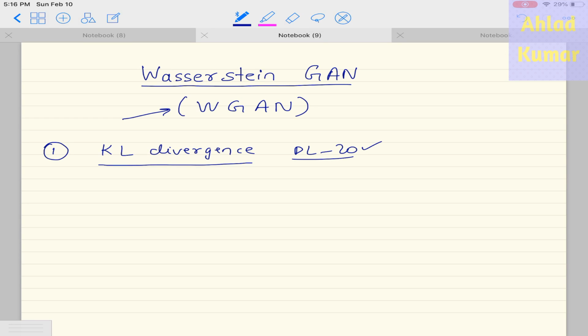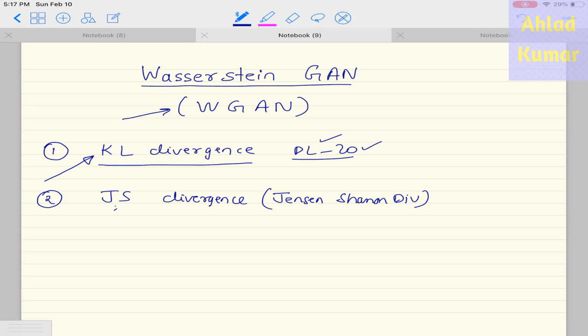And then after understanding that KL divergence, our main focus in this lecture will be to understand what drawbacks this KL divergence has that resulted in the formulation of JS divergence, which is also called Jensen-Shannon divergence.